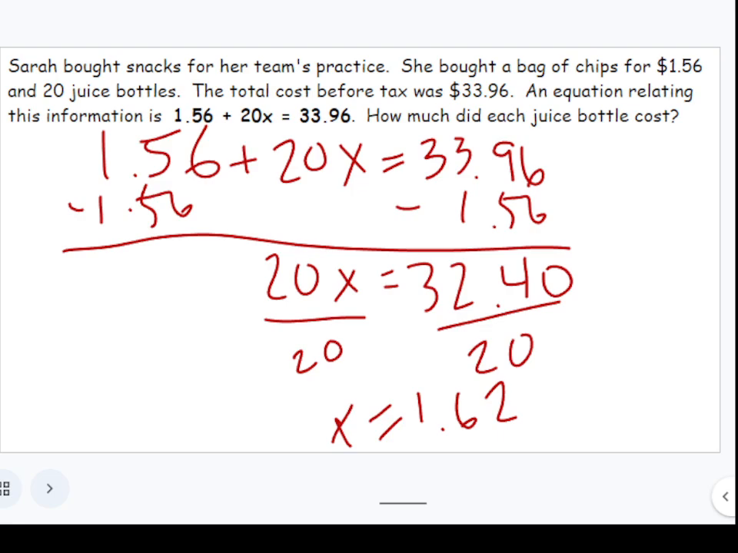So 1.62, what does that mean for us? Oh, right, it's asking how much did each juice bottle cost. So that's what each one cost. It's $1.62 for each little bottle of juice. It also does tell us in the problem that it's 20 juice bottles, and in the equation, we have plus 20x. So that means that that's 20 of the price of $1.62.